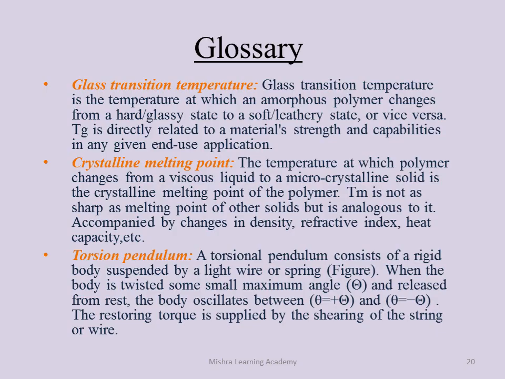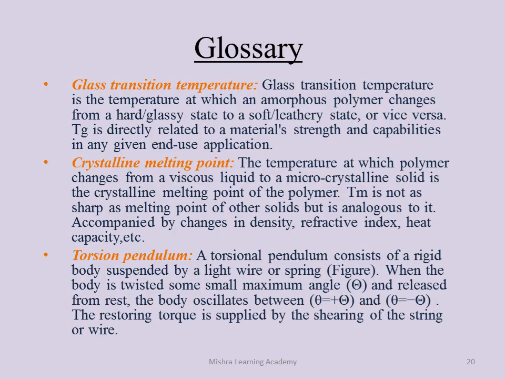Then crystalline melting point. The temperature at which a polymer changes from a viscous liquid to a microcrystalline solid is the crystalline melting point of the polymer. Tm is not as sharp as the melting point of other solids, but it is analogous to it, accompanied by changes in density, refractive index, heat capacity, etc.